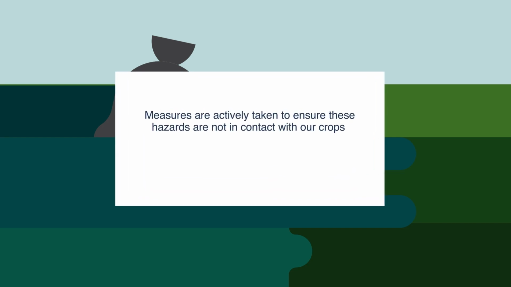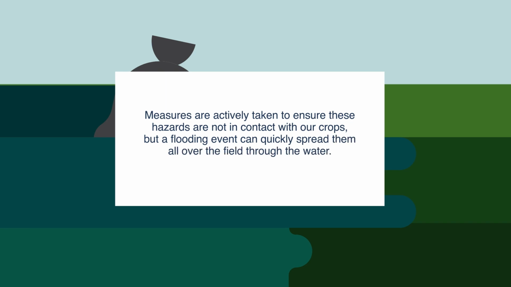Garbage and debris can be washed into the field and surrounding growing areas. In regular conditions, measures are actively taken to ensure these hazards are not in contact with our crops, but a flooding event can quickly spread them all over the field through the water.